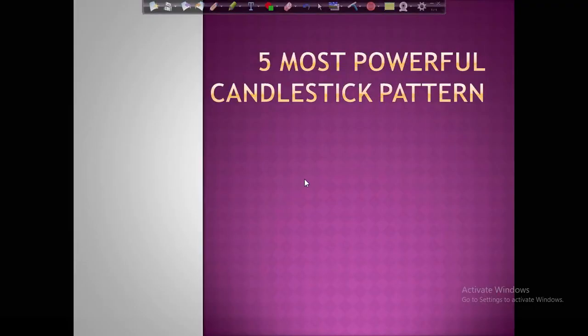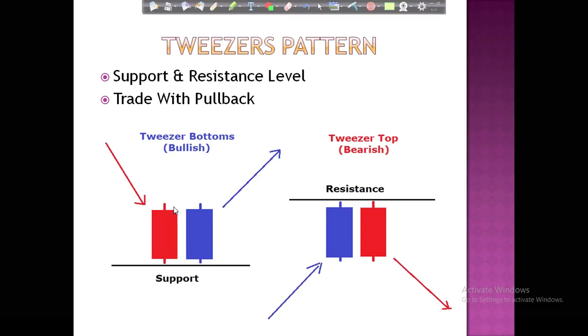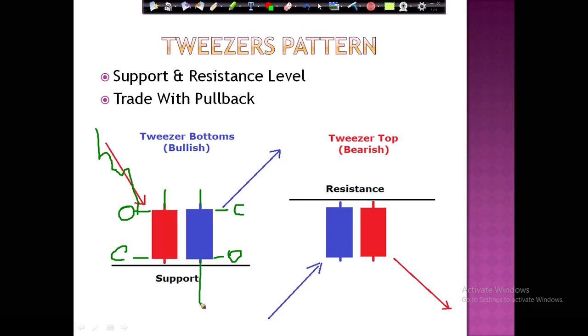Let's get started. We have 10 minutes from now. The first pattern is called the tweezer pattern. We are looking for this type of pattern: price falling down, then a candle opens and closes, and the next candle or next day or next period opens almost at the same level. The wick doesn't matter, long or short. We need the body of the candle. If the closing body and the next opening body are the same, combine the tops of day one and day two candles.